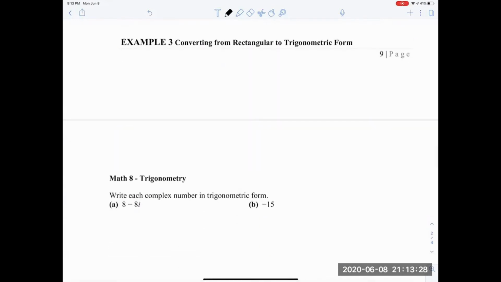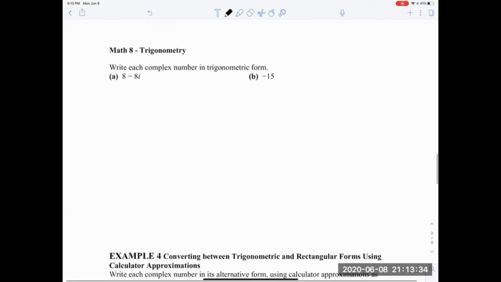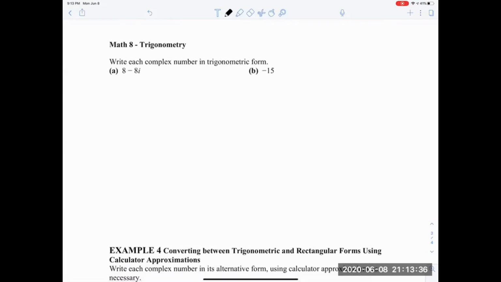Example 3 kind of broke down here at the end of the page, but you're going to have to convert from rectangular form to trig form, to polar form. So look at what they give us. We have here x plus bi. So if you identify x is 8 and y, let me stay consistent here, I said y and I wrote b. So x plus yi, and so y is negative 8.